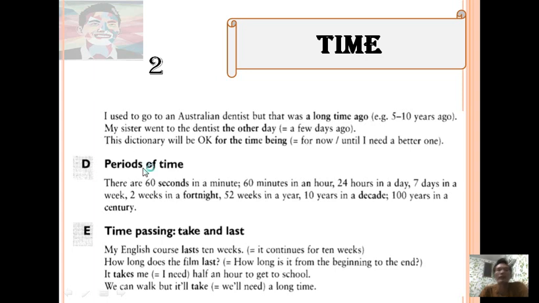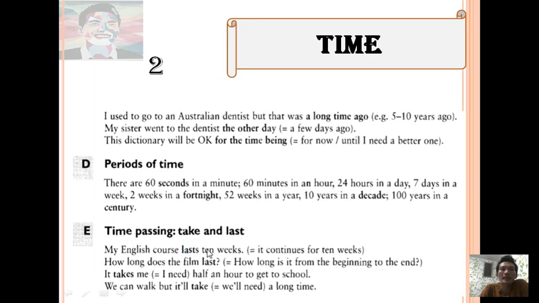Okay, for the periods of time. There are 60 seconds in a minute, 60 minutes in an hour, 24 hours in a day, 7 days in a week, 2 weeks in a fortnight, 52 weeks in a year, 10 years in a decade, 100 years in a century.